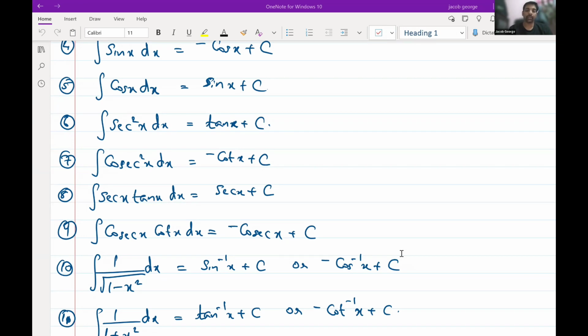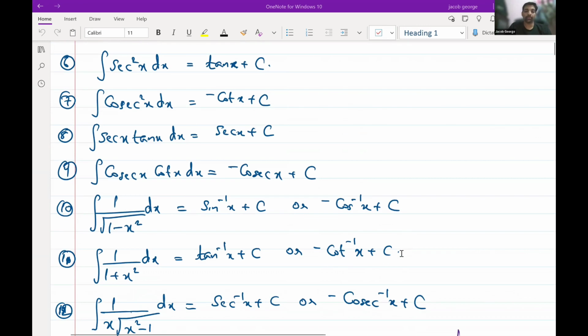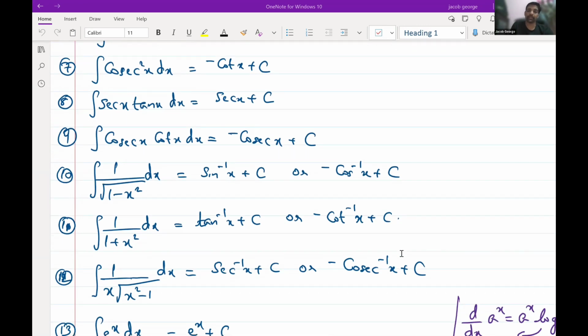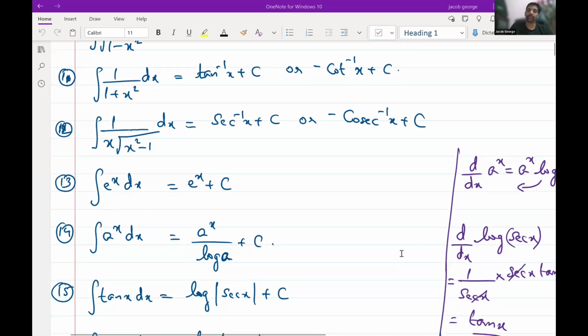And integral 1 by root of 1 minus x square dx is sin inverse x plus c, or minus cos inverse x plus c. Integral 1 by 1 plus x square dx is tan inverse x plus c, or minus cot inverse x plus c. Integral 1 by x into root of x square minus 1 dx is sec inverse x plus c, or minus cosec inverse x plus c. And integral e raised to x dx is e raised to x plus c.